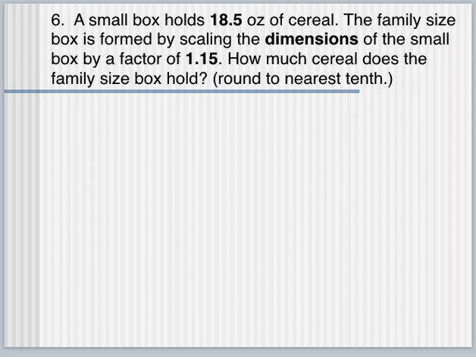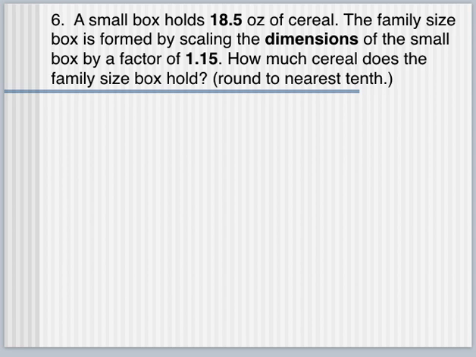For number 6, a small box holds 18.5 ounces, OZ is abbreviation for ounces, that's a weight measurement, of cereal. The family size, or larger size box, is formed by scaling the dimensions of the small box by a factor of 1.15. How much cereal does the family size box hold?